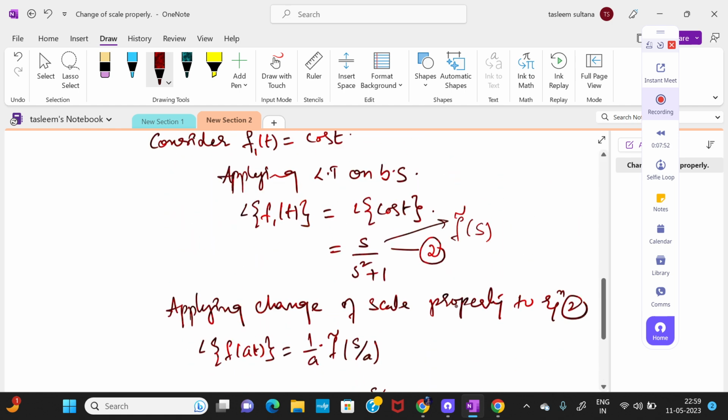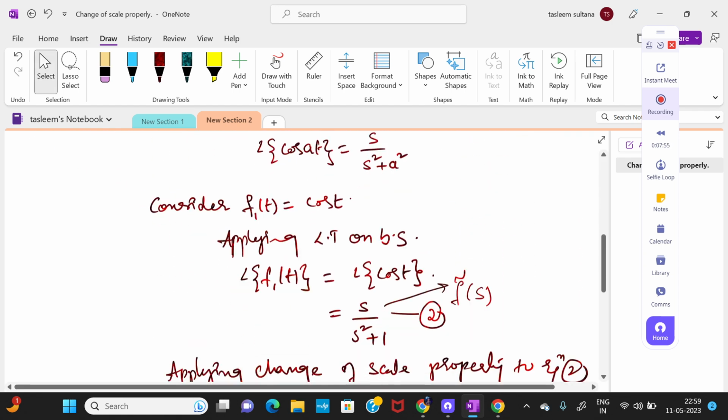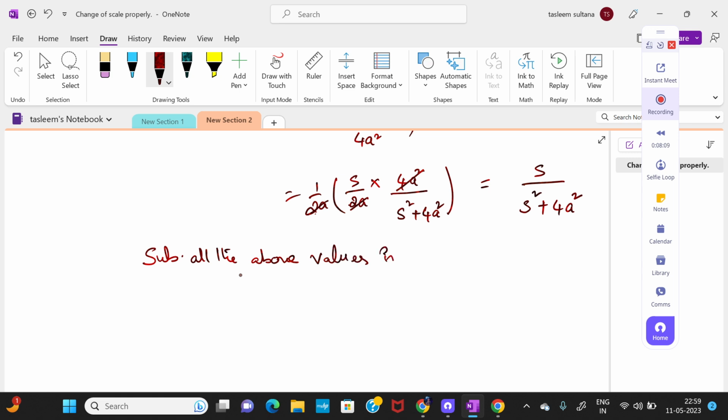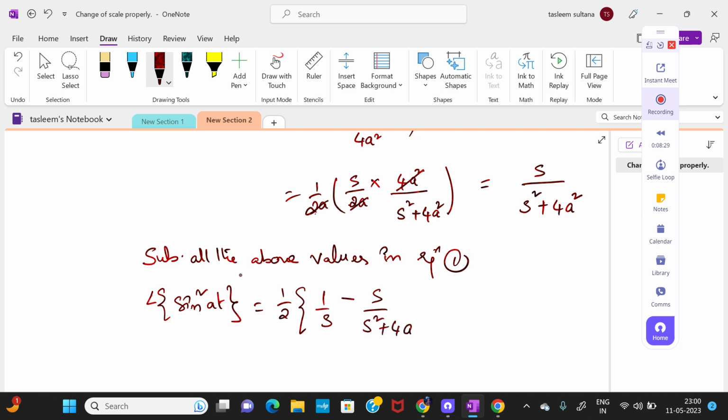Now all these values I am going to substitute in that first equation. Substituting all the above values in equation number 1, L of sine square at is equal to 1 by 2 of L of 1, which is 1 by s, minus s divided by s square plus 4a square. That is your required solution.